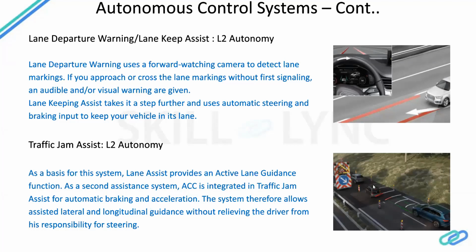Also in this process, if at any point of time the driver steers without indicating, then it will automatically be brought back to the designated lane again. So the longitudinal control is being taken care of by ACC, and the lateral control is being taken care of by this LDW or LKAS system. That is why we call it an L2 autonomous system.